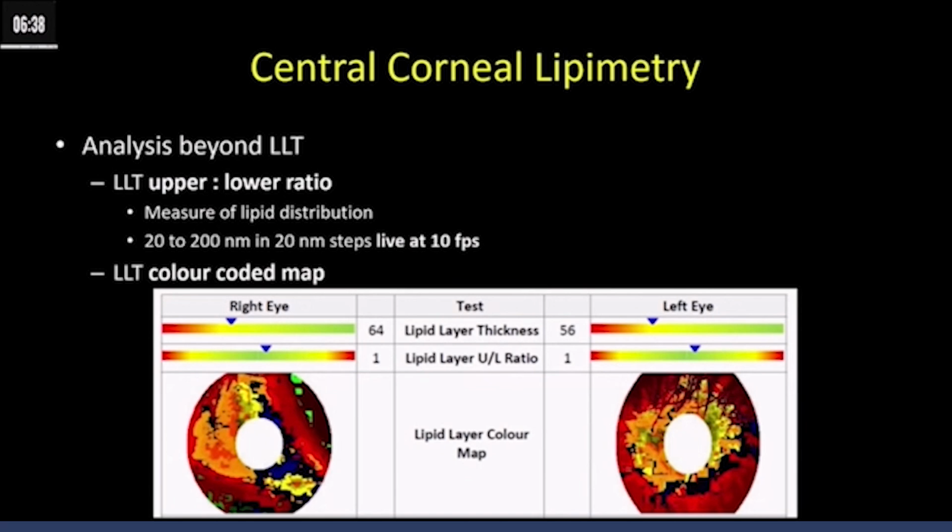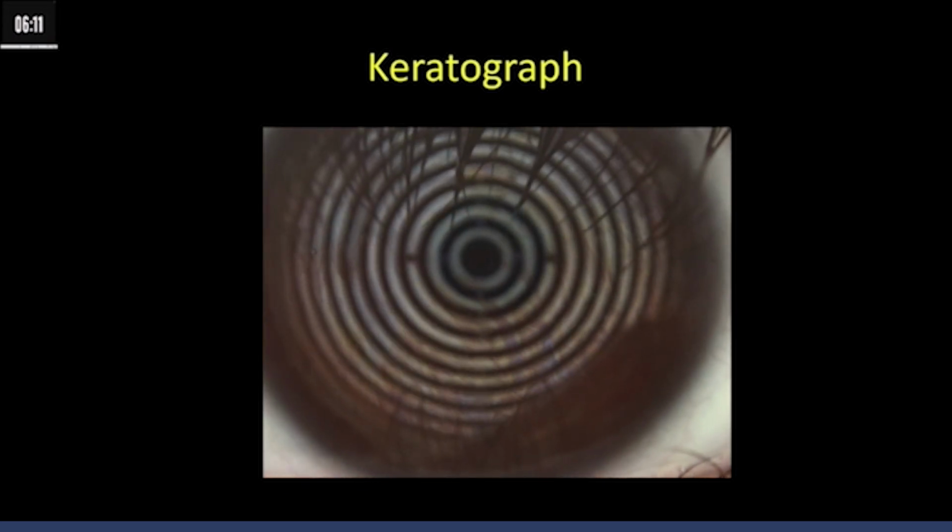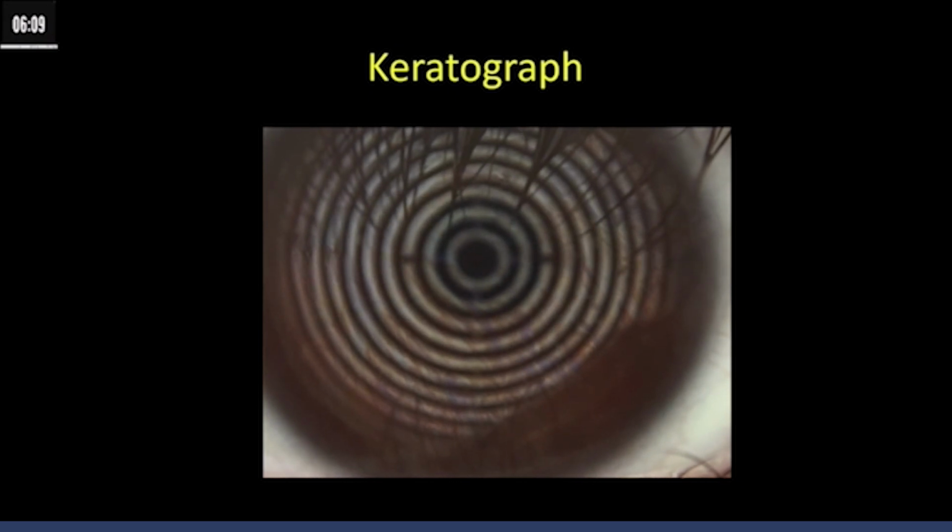One important statistic that is emerging in our studies is the ratio of the thickness of the upper part of the central corneal lipid layer to the lower part of the central cornea, the upper to lower ratio. If it is less than 0.75 or more than 1.25, it usually indicates clumping of the lipids in one zone. Something similar is done with the Keratograph, but you don't get a continuous image, no colored maps are provided, and it gives out only one lipid layer thickness.